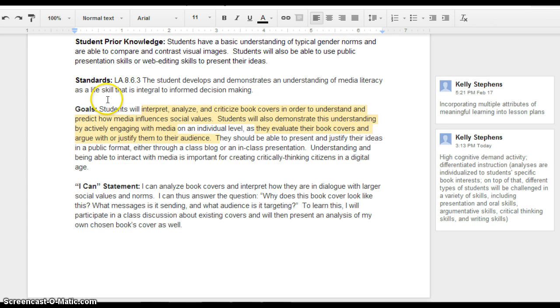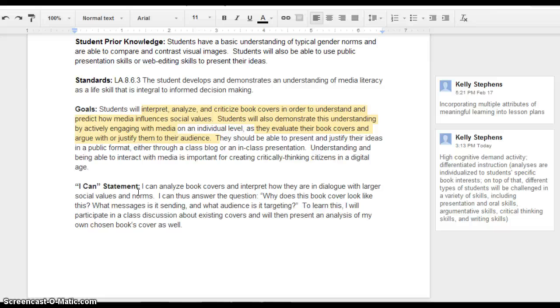These standards that we're focusing on is LA 8.6.3. Students should be able to develop and demonstrate an understanding of media literacy as a life skill that is integral to informed decision making. So the goals for this lesson is essentially for students to be able to interpret, analyze, and criticize book covers in order to understand and predict how media influences social values.